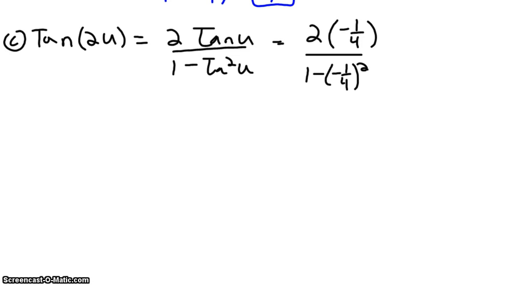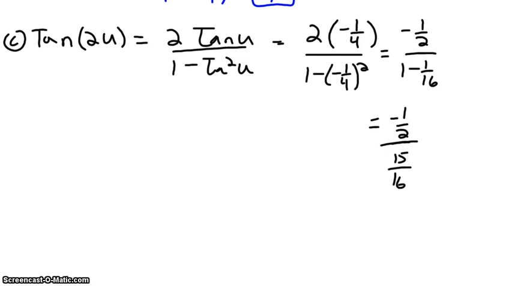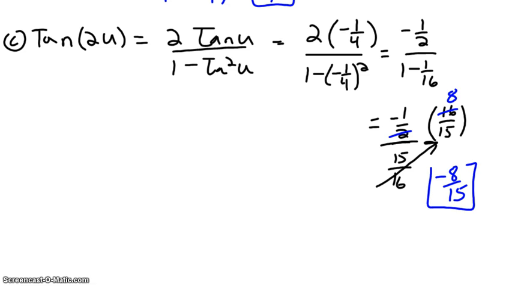When I work this problem a little further, I see that I have a -1/2 in the numerator and 1 minus -1/16 in the denominator. Further simplification gives me -1/2 over a 15 over 16 fraction. So I will bring that up, multiply by its reciprocal, and I should see again some reductions with the 2 and the 16 giving me an 8. So I end up with -8 over 15. And there you have it.